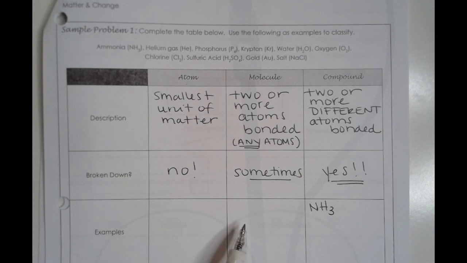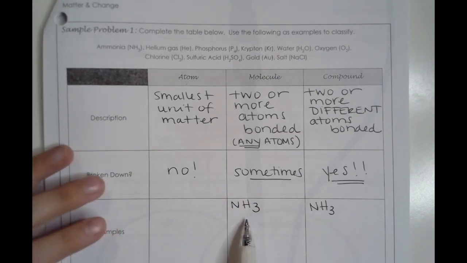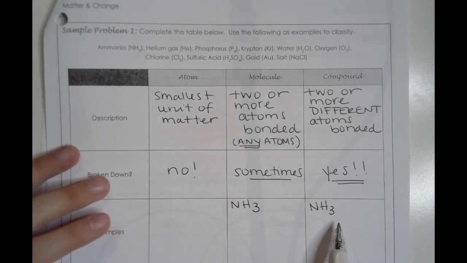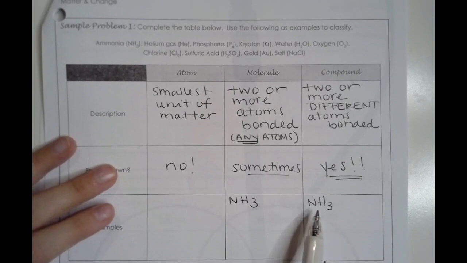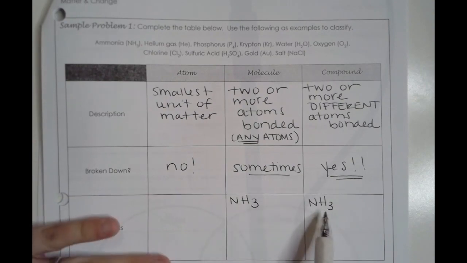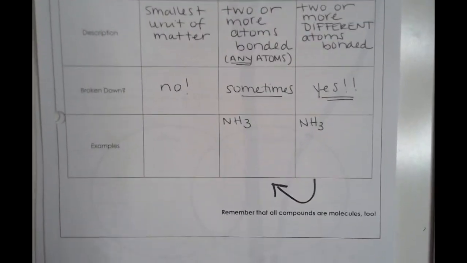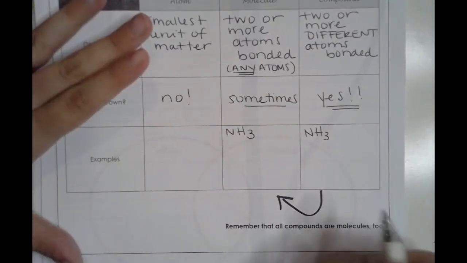Not only is it two or more different atoms that are bonded, but it's also two or more atoms that are bonded. So really, ammonia is both a molecule and it's a compound. And that's why we say sometimes, because in this case you can break it down. Ammonia, just like we did with the electrolysis of water, can be broken down into its elements. So I can break this down into nitrogen and hydrogen.